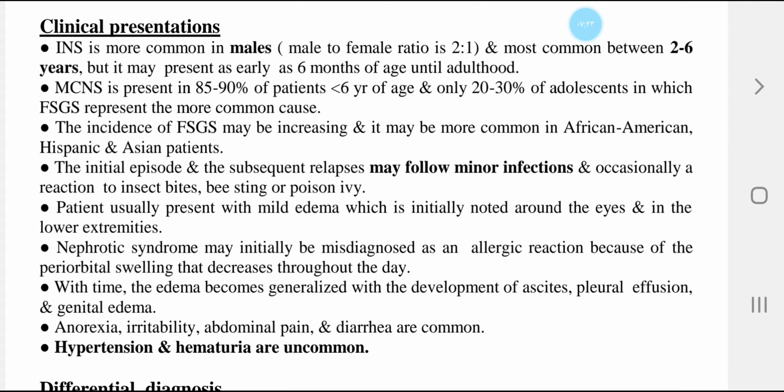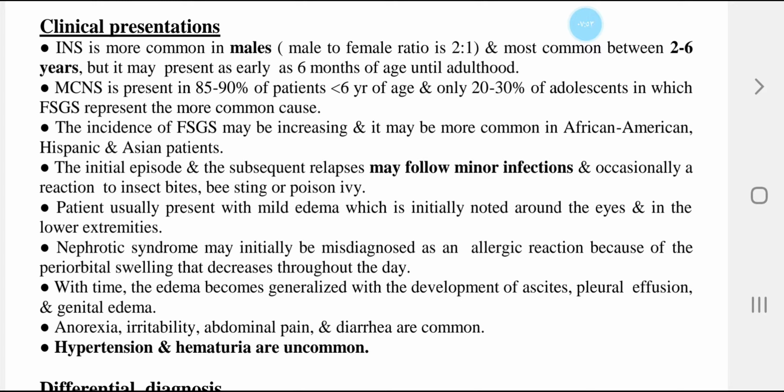Idiopathic nephrotic syndrome is more common in males. The male to female ratio is 2:1, and it is most common between 2 to 6 years, but it may present as early as 6 months of age until adulthood. Minimal change nephrotic syndrome is present in 85 to 90% of patients less than 6 years of age, and only 20 to 30% of adolescents, in which focal segmental glomerulosclerosis is the more common cause.